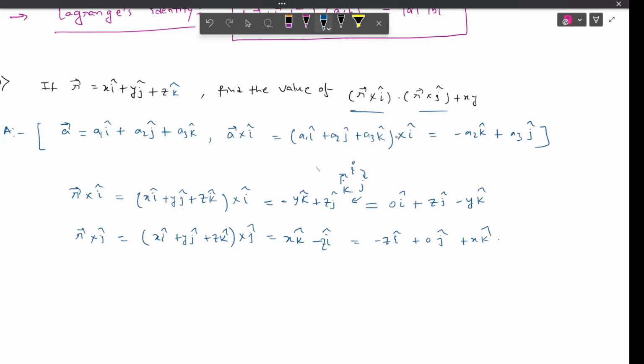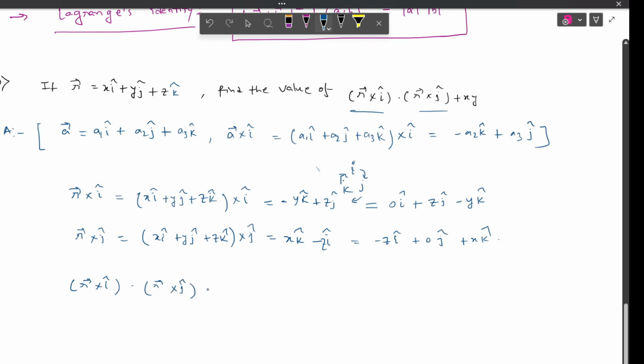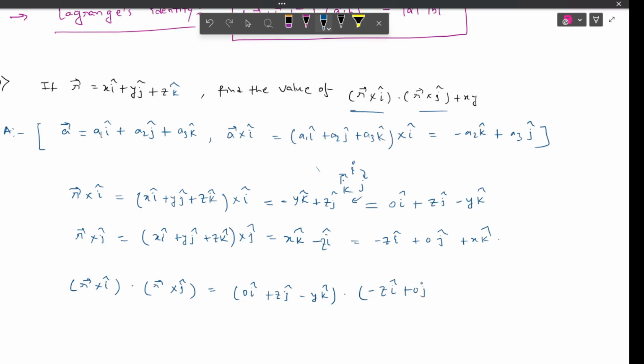Now we have to take the dot between these two vectors. So r vector cross I cap dot r vector cross j cap. We have to find the dot product between these two. That is 0 I cap plus z j cap minus y k cap, dot product with minus z I cap plus 0 j cap plus x k cap.